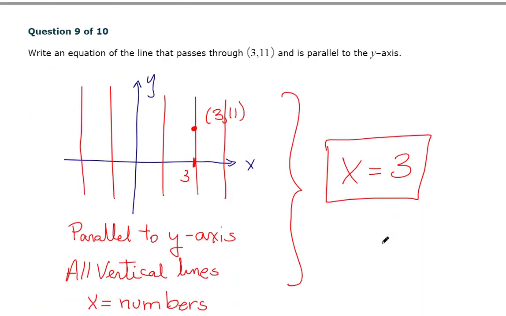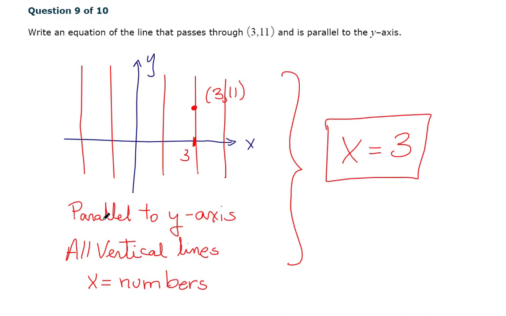All right, so in question 9, I want to write an equation of a line that passes through this point and is parallel to the y-axis. Well, let's see. All these lines in red are parallel to the y-axis, and they're all vertical lines, which means they're all of the form x equals a number. But our line is supposed to go through over 3 up 11, so this is crossing at 3, and I get x equals 3.